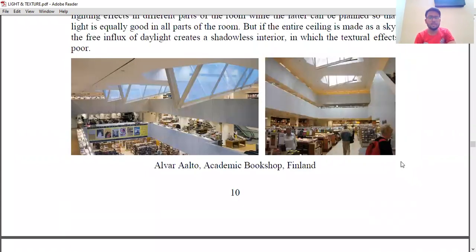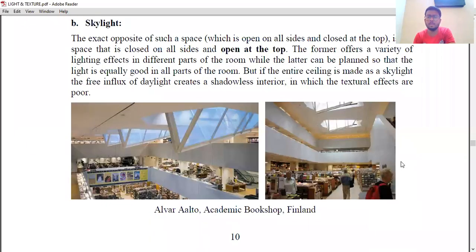Now, what we get to see here: the former offers a variety of lighting effects in different parts of the room, while the latter can be planned so that the light is equally good in all parts of the room. But if the entire ceiling is made of a skylight, the free influx of daylight creates a shadowless interior in which the thermal effects are poor. Alvar Aalto Ceramic Bookshop, Finland. So what you are seeing here is the Alvar Aalto bookshop in Finland.